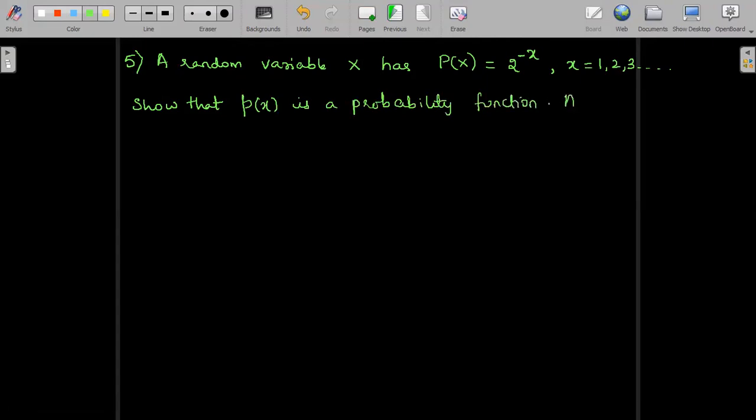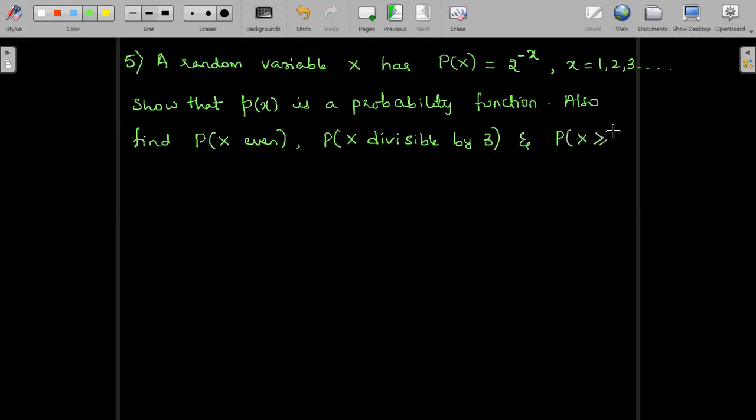Also find the probability of X even, the probability of X divisible by 3, and the probability of X greater than or equal to 5.